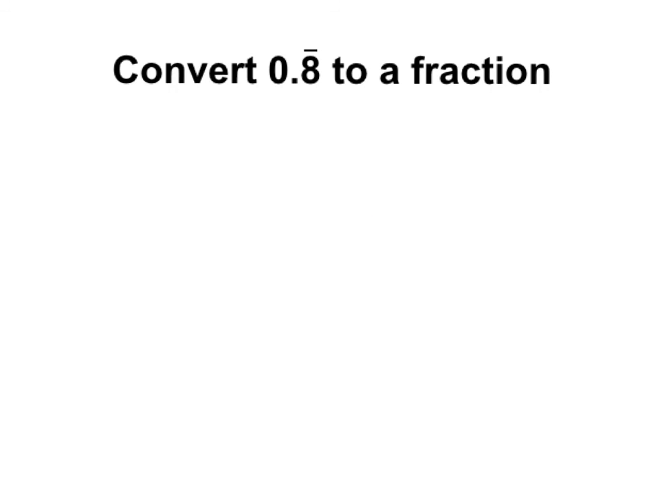We want to convert 0.8 repeating to a fraction. So there's a single number repeating, so that means that will be the numerator with a denominator of 9. And 8/9 is in simplest form, so 8/9 is the fraction equivalent of 0.8 repeating.